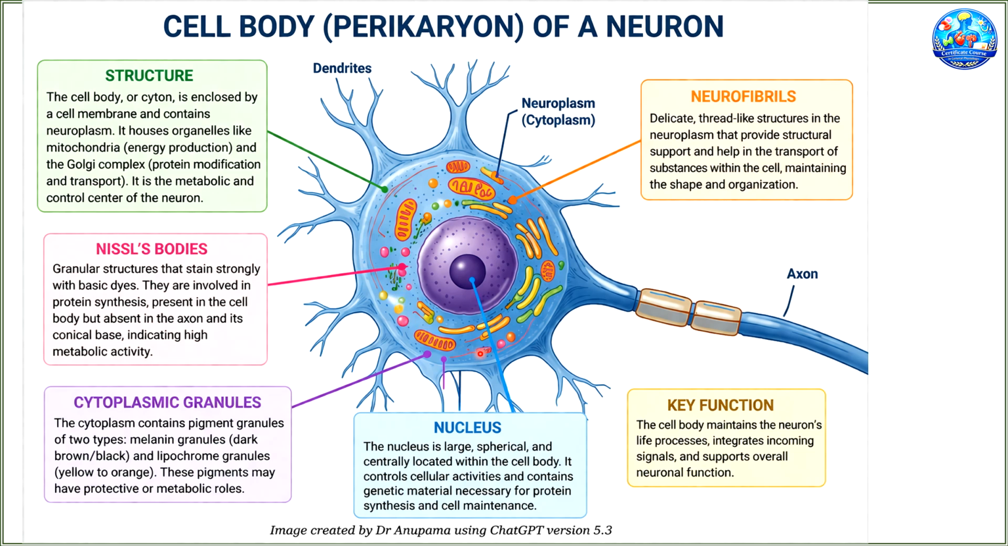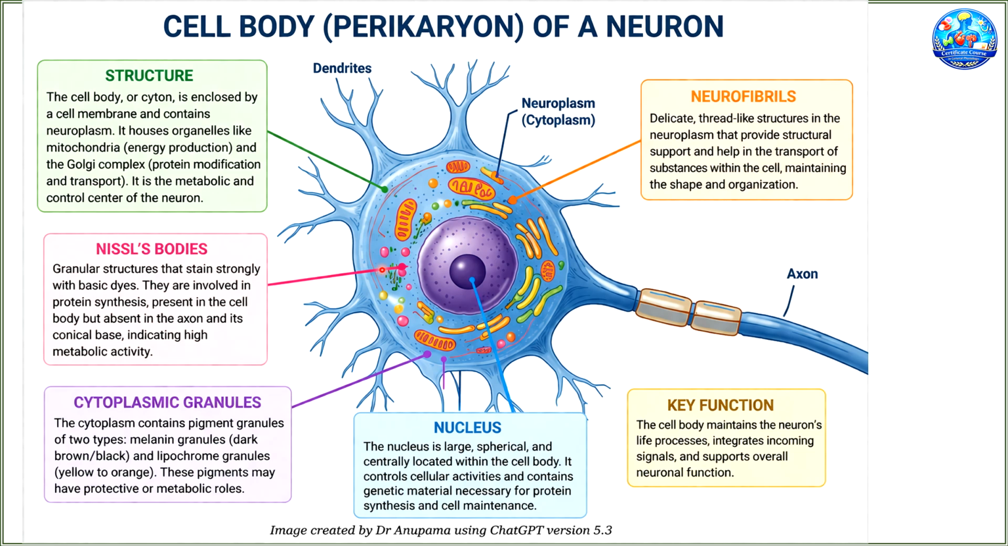Then we also have the cytoplasmic granules. The cytoplasm contains small pigmented granules of two types: melanin granules, which are dark brown or black in color, and lipochrome granules, which are yellow to orange in color. These pigments may have some protective or even metabolic role. Neurofibrils are delicate thread-like structures found in the neuroplasm. They provide structural support and also help in the transport of substances within the cell, so they help the cell maintain its shape and organization.